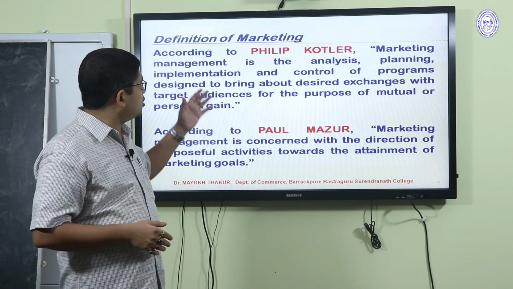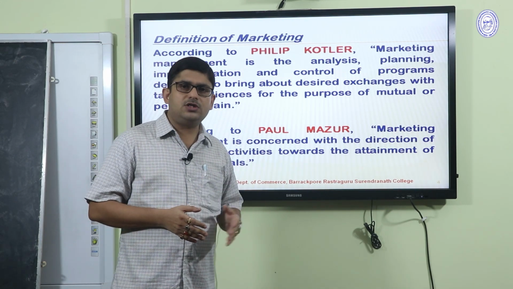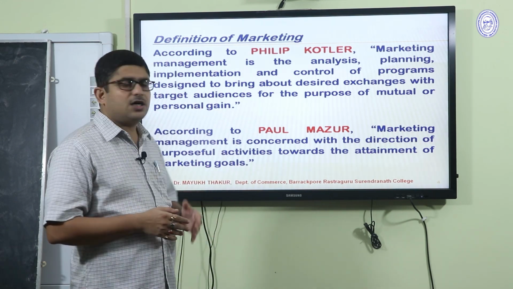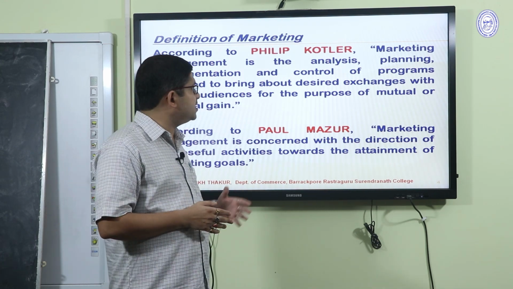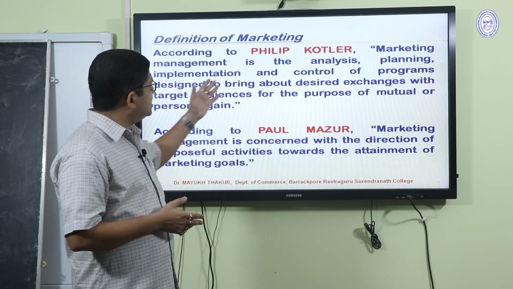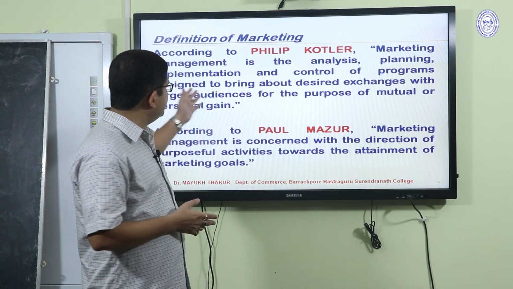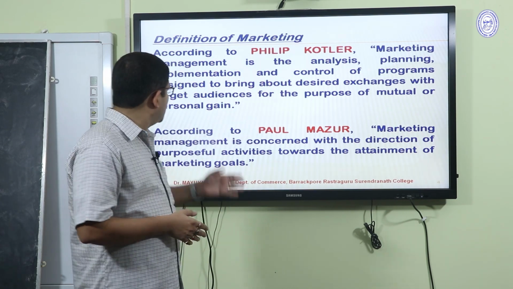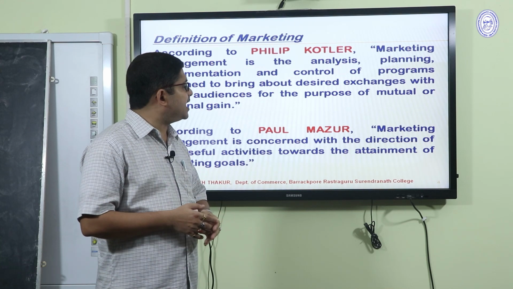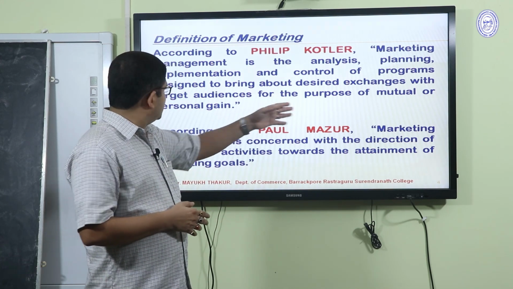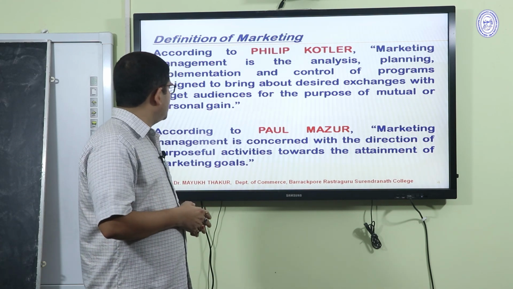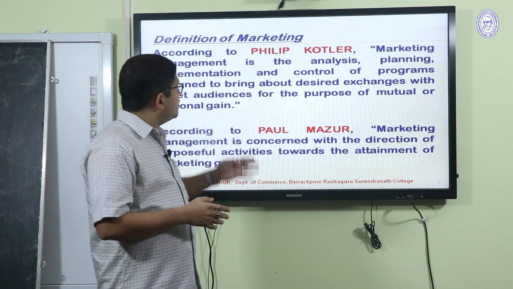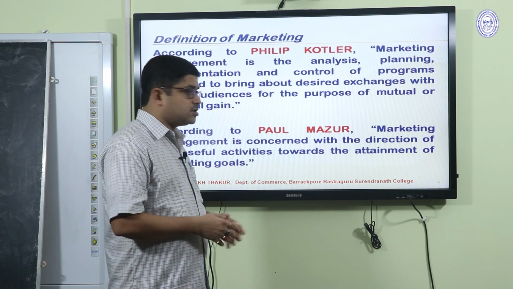From the definition of Philip Kotler, a renowned person, a professor called the father of the concept of marketing, we can see that marketing management is the analysis, planning, implementation and control of programs designed to bring about desired changes with target audiences for the purpose of mutual and personal gain. So the first part is the analysis.